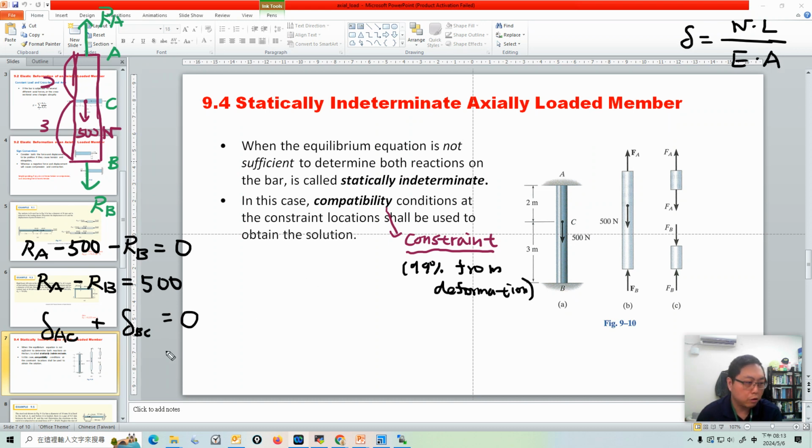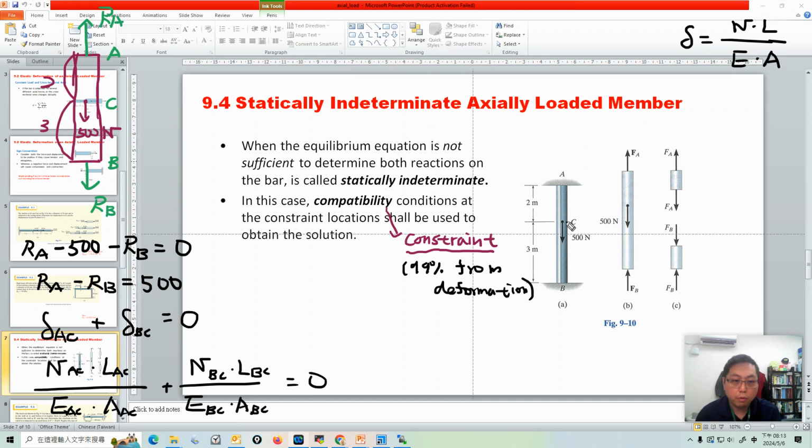Okay, so we have the normal force on AC section times the AC length divided by EAC times the AAC, plus NBC times LBC divided by EBC times ABC, equal to 0. And in this problem, because this bar is made of the same material, EAC is equal to EBC. We call this E, and also it's the same bar with no change in area.